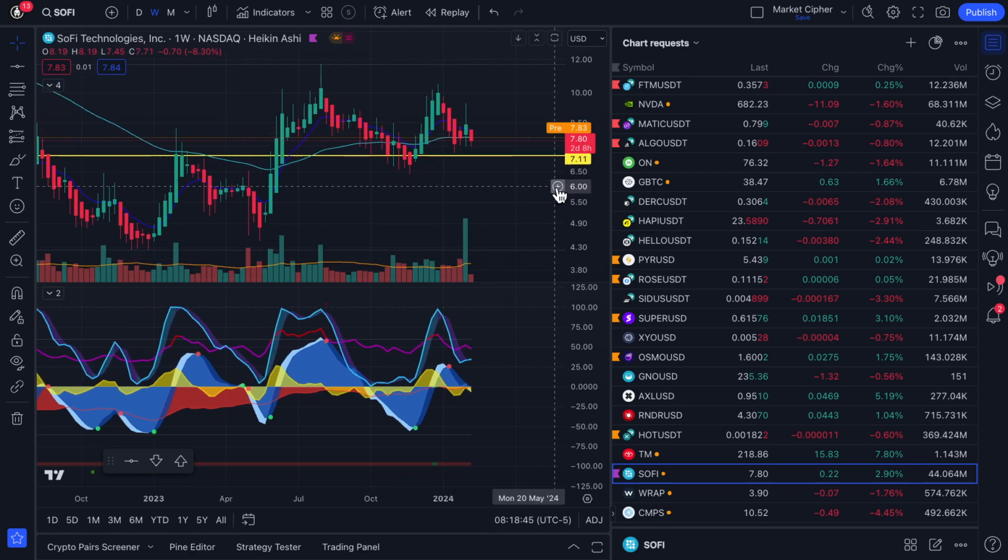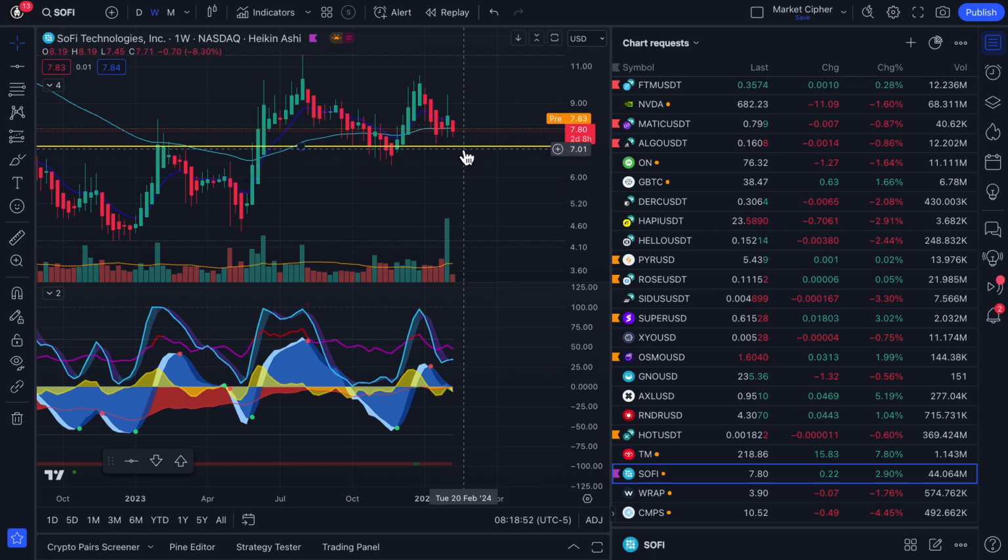I'm a holder. As long as it holds $7 here, that's my stop loss there on SoFi. I think it looks good above 7. If that breaks, we're going to have to go back to the charts and wait on the green dot. But that green dot was showing up last week. It disappeared. And $7 is our stop on SoFi.